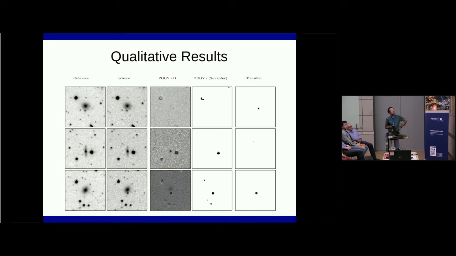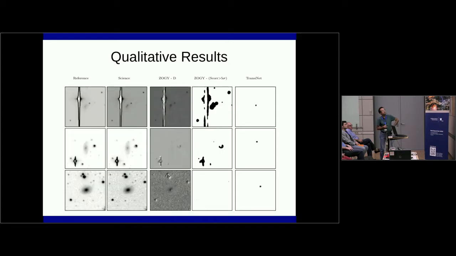These are some qualitative results. So reference or template images, science images. This is the state-of-the-art method. This is the state-of-the-art method after 5 sigma thresholding. And these are our results without any thresholding. You can already see how clean and accurate our results are. Of course, I wasn't that fair; I have chosen more or less some good examples. But you see that many false positives are remaining in the difference image here, while our method has successfully eliminated them.